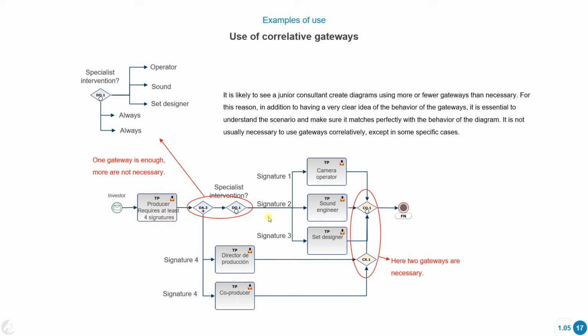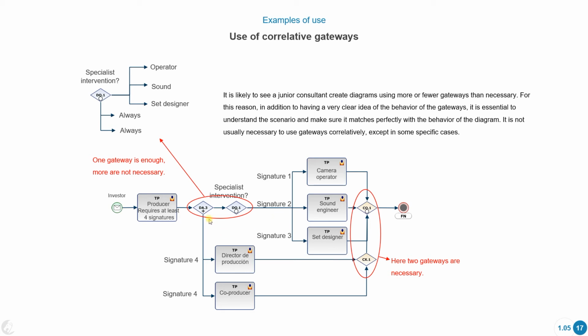Okay. That would be one example. Let's say there's another example where someone here indicates that they want the signature of the camera operator, the sound engineer, and the set designer. Then we need all of these 3 signatures, and besides, one of these, either this one or this one. It doesn't really matter. But in this scenario, we actually need 4 signatures.